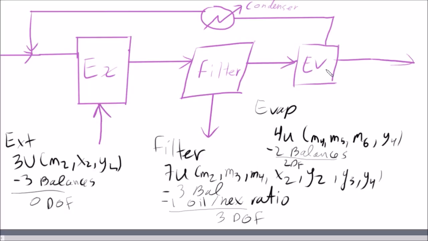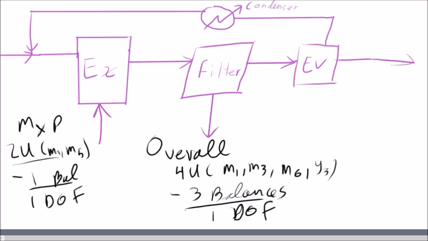And we don't know the Y4, as we did in the filter. At the evaporator point, there are only 2 species that concern us here: the oil and C6H14. So we subtract 2 balances, and then we are left with 2 degrees of freedom. Okay. Now that is the first 3 points of interest.